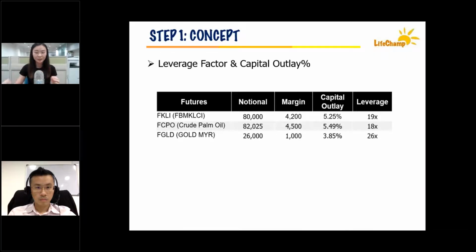This we call leverage. This is the simple table I made. For FKLI, notional is about 80,000. The required margin is 4,200. So the capital outlay is about 5.25%, and the leverage is 19 times. For crude palm oil, notional is 82,025. Margin is only 4,500. So capital outlay is 5.49% and leverage is 18 times. Same for gold, capital outlay is 3.85% and the leverage is 26 times. So the leverage is actually very high.